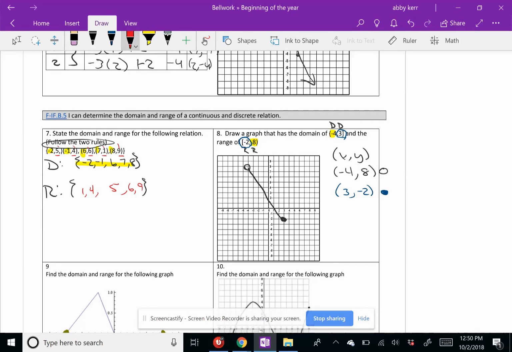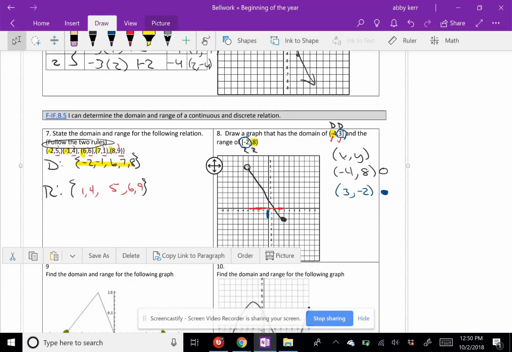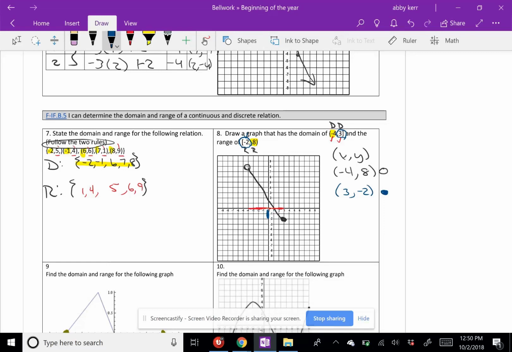You can check your answer by how far left does my graph go? My graph goes negative 4 to the left. How far right does my graph go? It goes 3 to the right. How far down does my graph go? It goes negative 2. And how far up does my graph go? It goes 8. So I know I did that correctly.